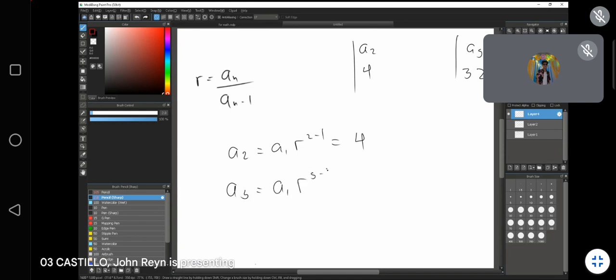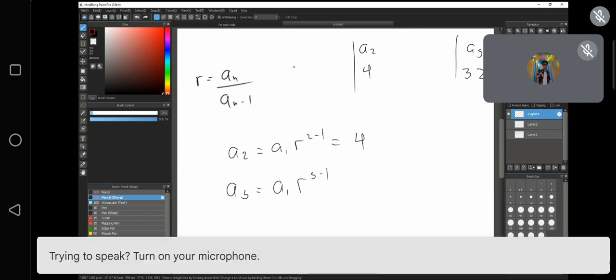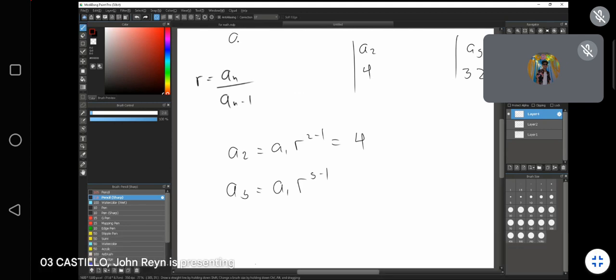Baka malito sila. Yung 2 minus 1 mo, balik ka doon. Okay, baliktad po. n minus 1, ha? Okay, kasi baka nalilito sila. Starter kasi ganyan sila, no? So always refer to that formula, class, okay? Dun sa A sub n is equal to A1 R raised to n minus 1, no?